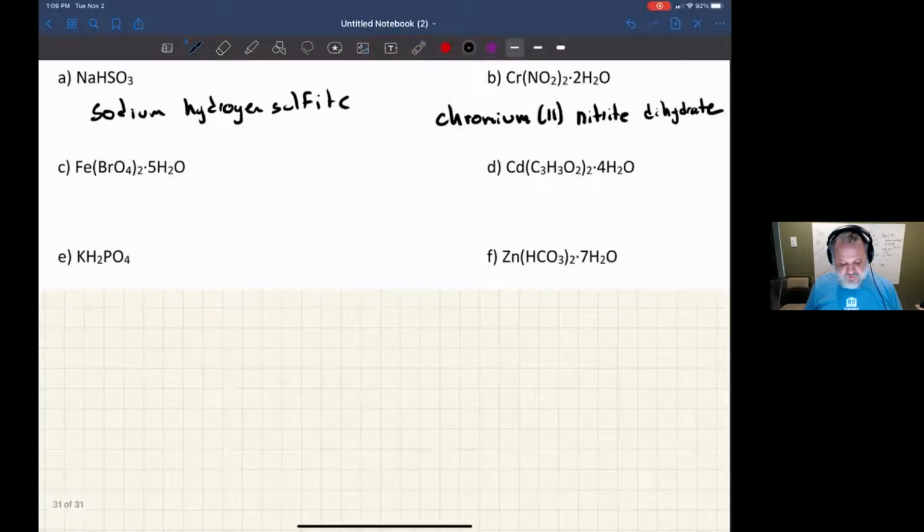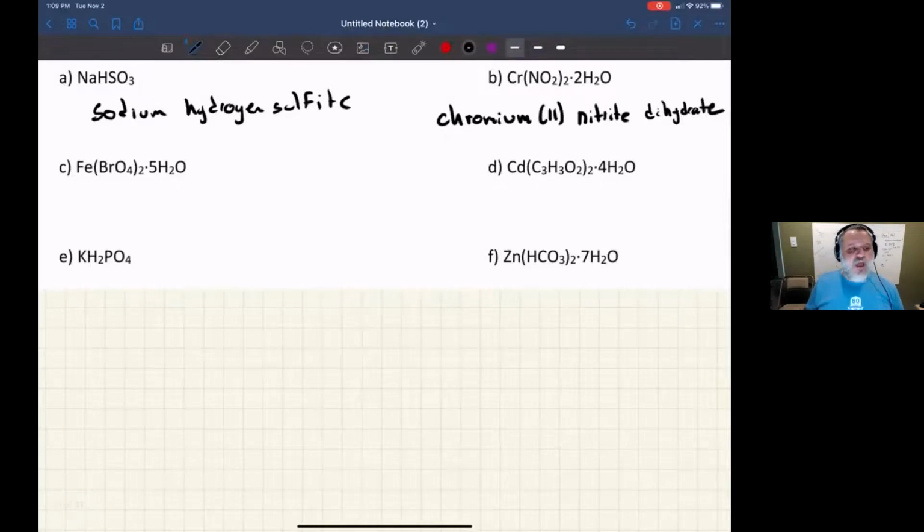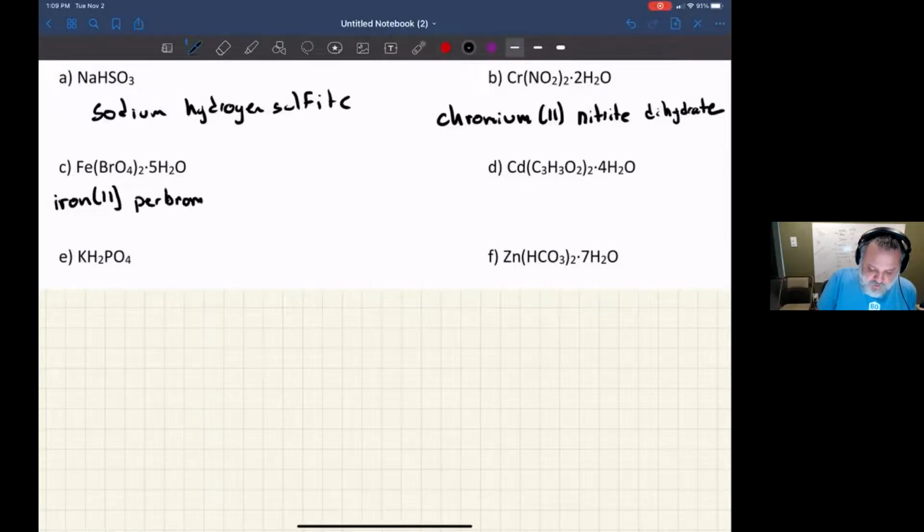Okay, and so let's take a look at the next one. What do I have there? I have perbromate. And perbromate, we know the charge, we don't know the charge on iron. There are two perbromates, and there's -1 for each perbromate. So the charge on iron must be 2. So it's iron(II) perbromate. And now we have to tell the reader how many waters of hydration there are. So it's pentahydrate.